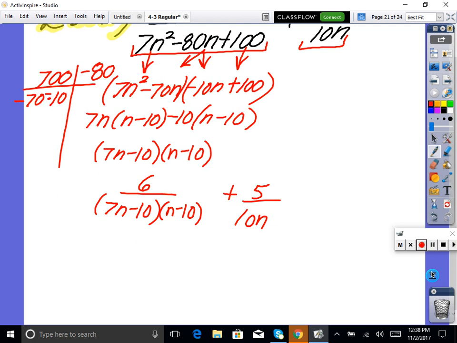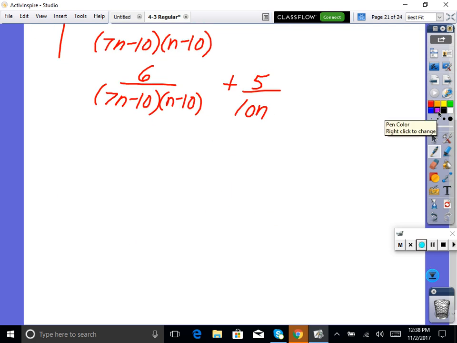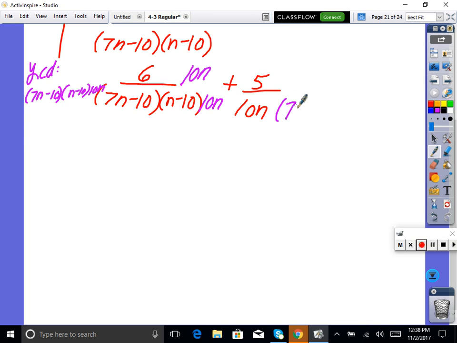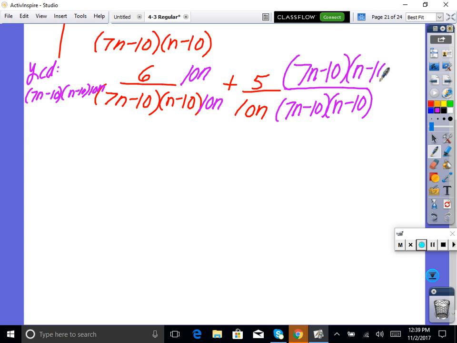Okay, least common denominator. That, and that, correct? So what is this one missing? Multiply by 10n over 10n. What's this one missing? 7n minus 10 and n minus 10, right? Look at your denominators. Are they truly the same? Yep, aren't they the same, everybody, now?